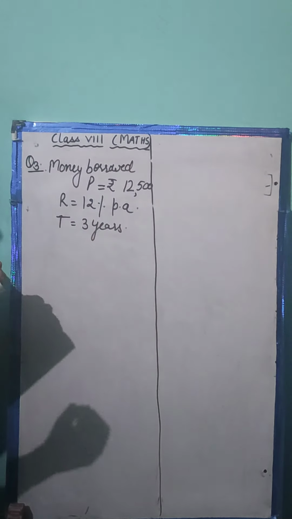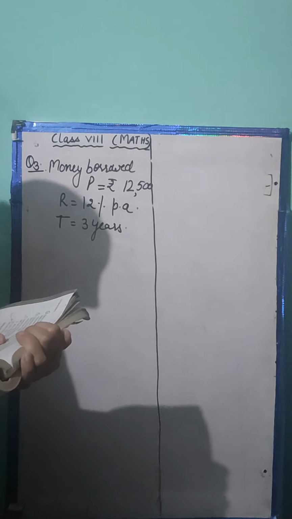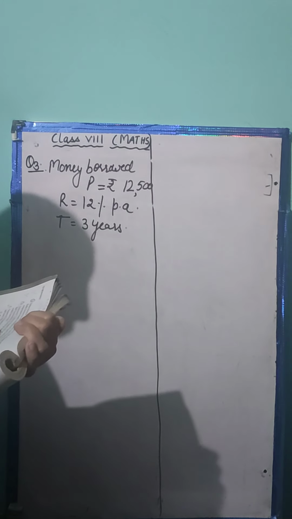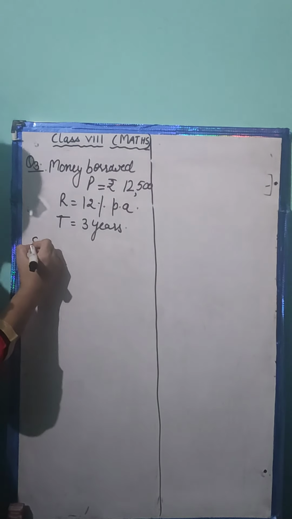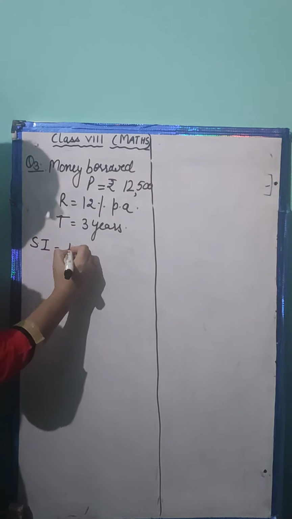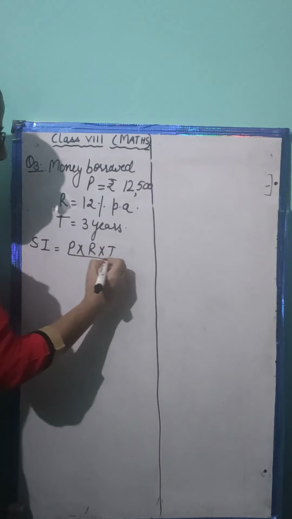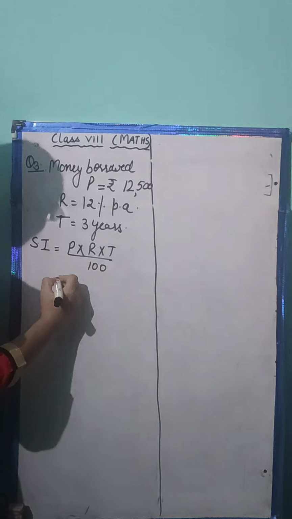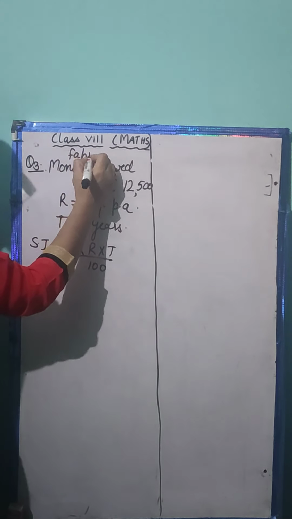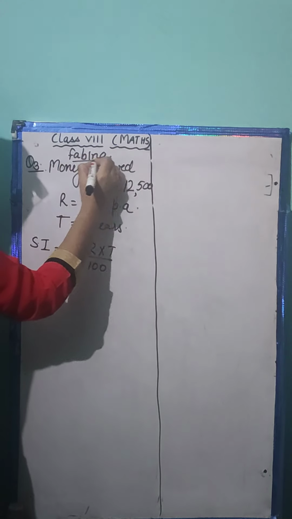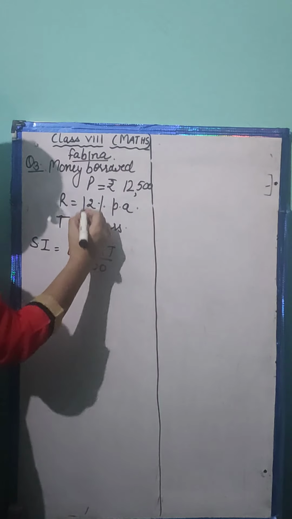What is given in this question? This much money is borrowed at simple interest. So how much interest will she pay? Simple interest is equal to P into R into T upon 100. So this is for Fabina. I am doing Fabina first because she had borrowed the money at simple interest.